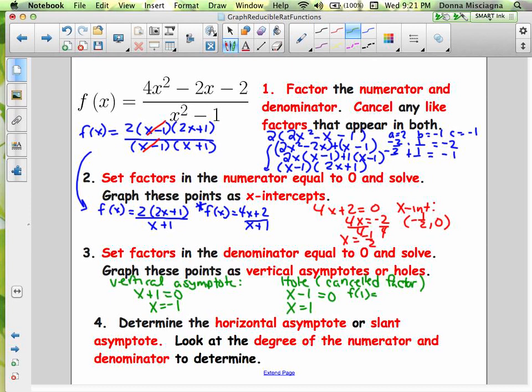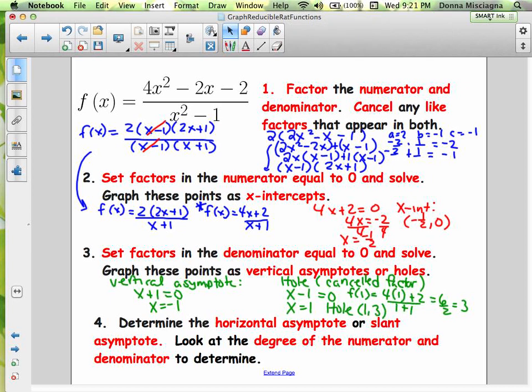All right, so f of 1 equals 4 times 1 plus 2 over 1 plus 1. So that's going to be 6, right? 4 plus 2, 6 divided by 2, or 3. So that means there's a hole at the point 1, 3. It has to be a hole because 1 is a problem in the original function. That's why it's a hole and not anything else.